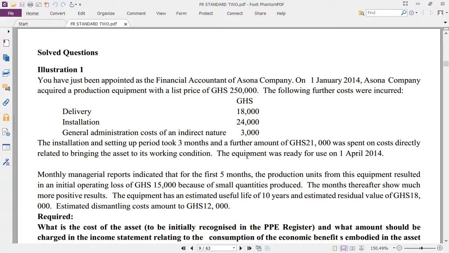The months thereafter show much more positive results. That's good news. The equipment has an estimated useful life of 10 years. That's for the depreciation calculation. An estimated residual value of 18,000. Estimated dismantle cost amounts to 12,000. So here I'll bring the dismantle cost. For dismantle cost, we have to find the present value and unwind the discount accordingly. If we go through the video that I asked you to watch, it will explain everything to you. But here, there's no cost of capital to find the present value, so therefore we can include it at the 12,000.